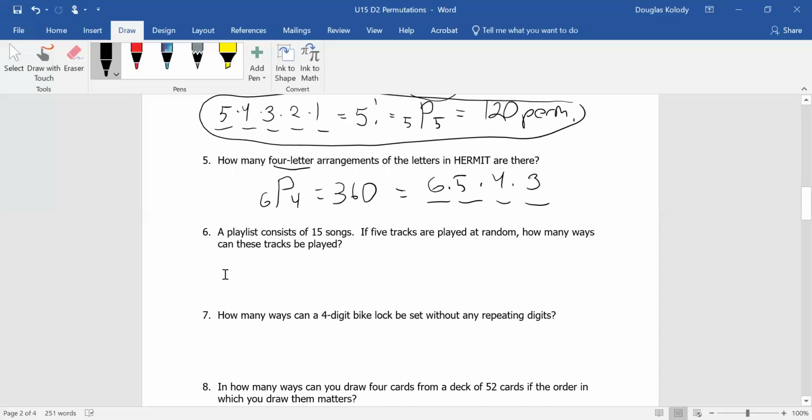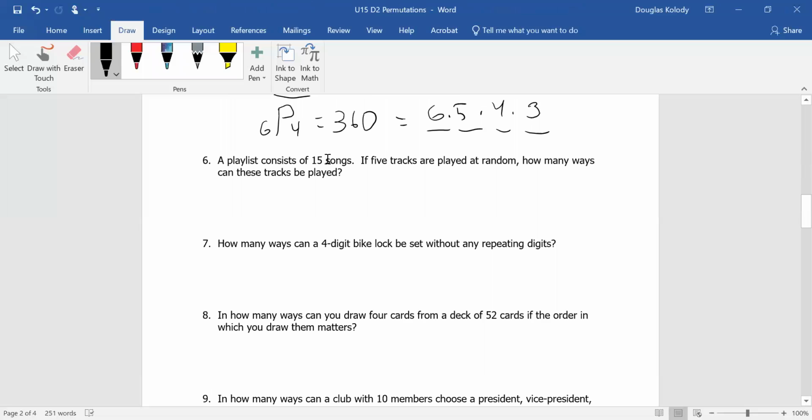Bringing it back. Okay, a playlist consists of 15 songs. 5 tracks are played at random. In how many ways can these be played? So you got 15 songs to choose from, but you're only choosing 5 of them. Write that as a permutation. What is that? It's 15P5.